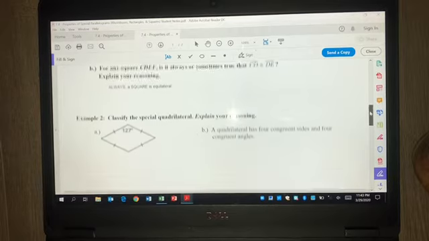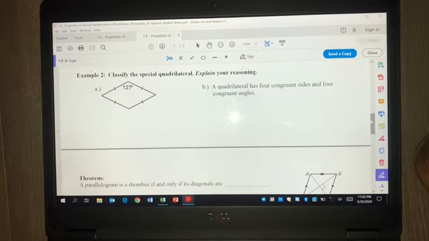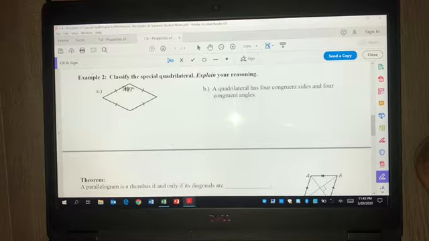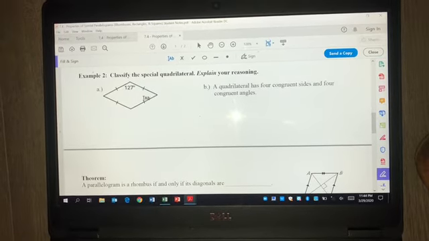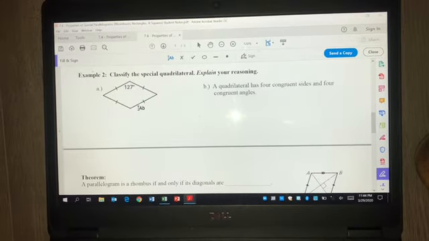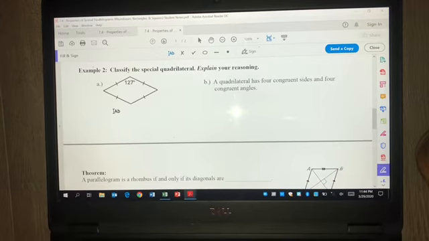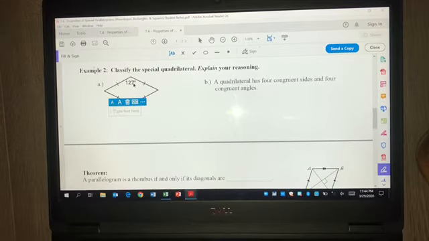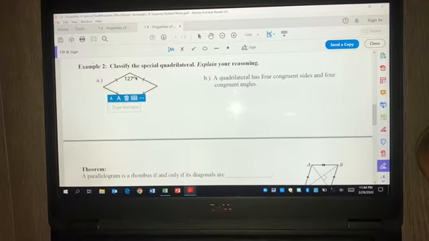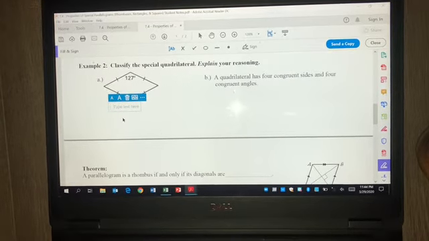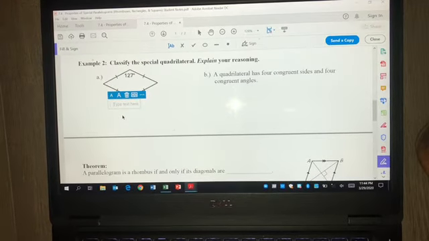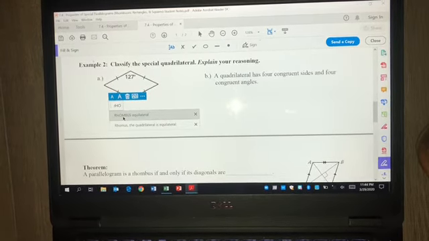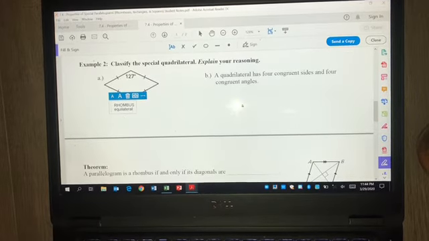Example 2, classify the special quadrilateral. Explain your reasoning. We can take a look at the quadrilateral. We see these markings that signify each side is congruent. So we know for sure it's a rhombus, but could this rhombus also be a square? The answer is no, because in order for it to be a square, it'd have to have a right angle here. So the correct answer is a rhombus. And the reasoning is it's equilateral.